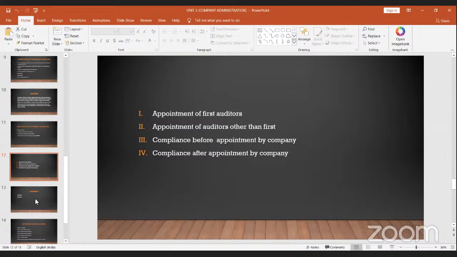They can appoint as an employee or they can appoint on a contract. Contract in the sense it will be for a term of 6 months, or a term of 1 year, or a term of 5 years. They're going to appoint the first auditor.